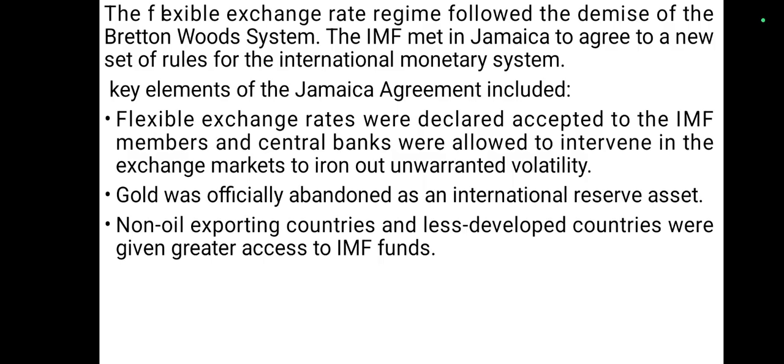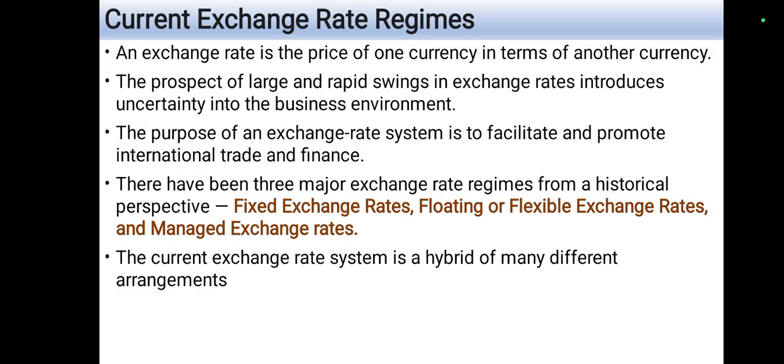Unwarranted volatility is this: during the time of fixed exchange rates, fixing the exchange rate for every country was very difficult. A floating rate changes for one country, and for more countries it will change based on certain circumstances. At that time a flexible exchange rate could be better. Because of that, many central banks as well as international institutions said the flexible exchange regime is good. So now, what exactly is the current exchange rate regime?